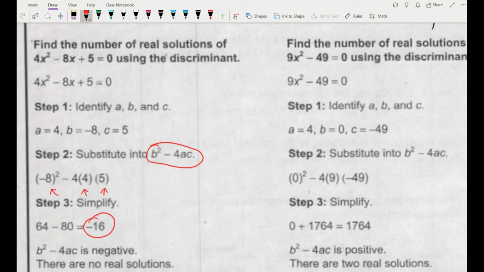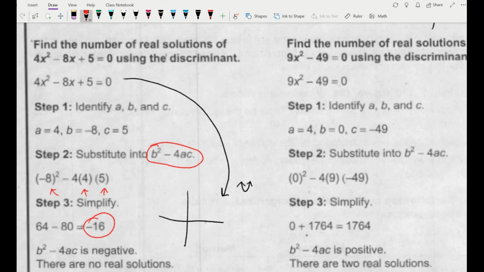That tells us the graph does not cross the x-axis. So it's drawn either above or below the x-axis. So the original function here of 4x squared minus 8x plus 5, we know it's opening upward, and it doesn't cross the x-axis.